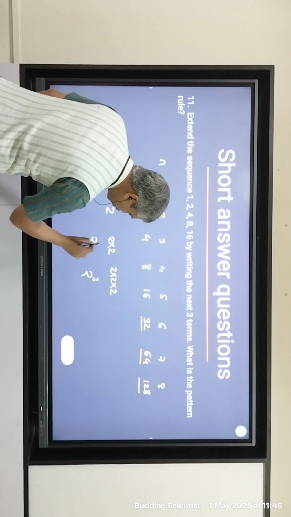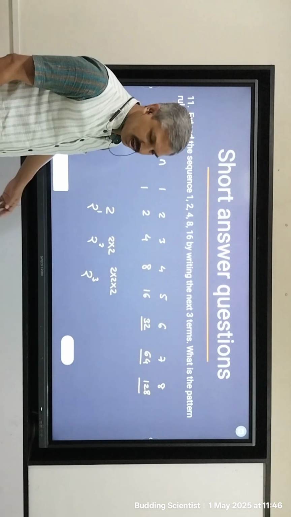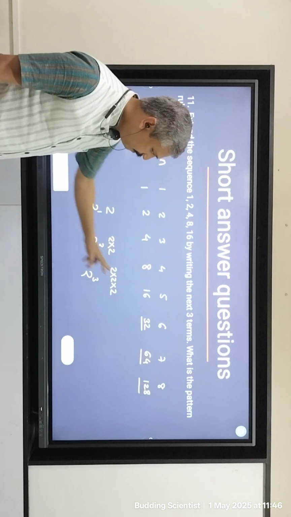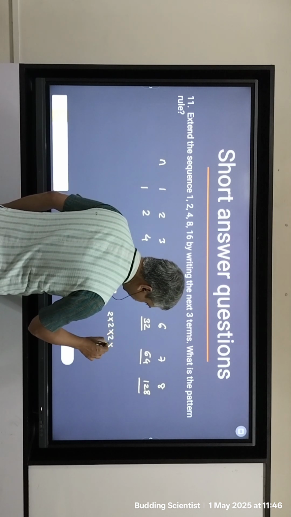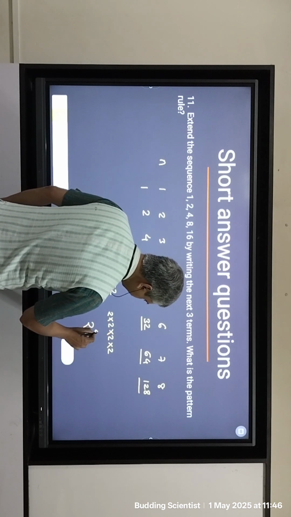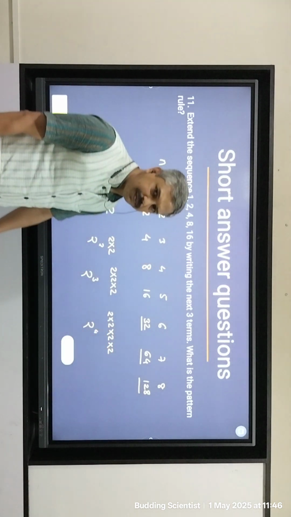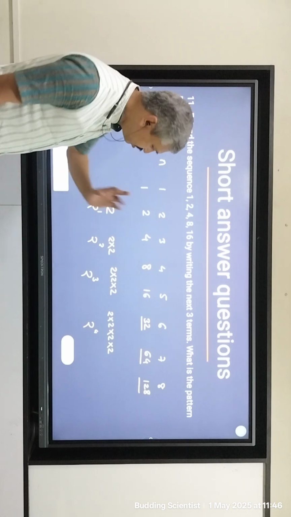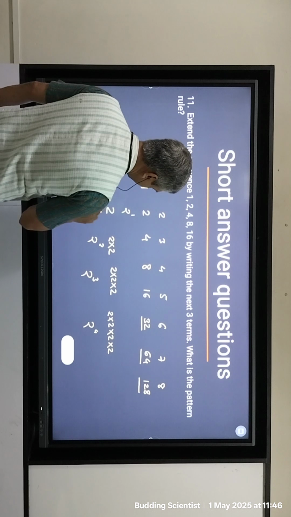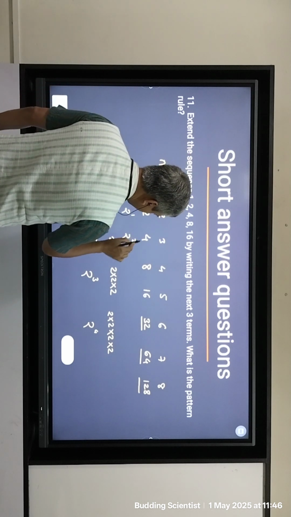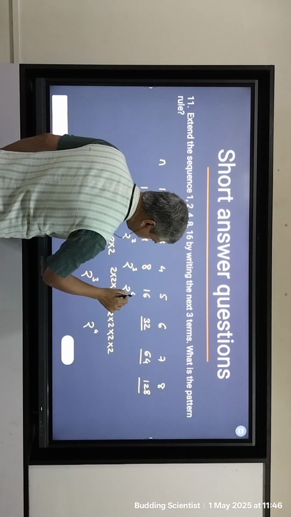This is 2 raised to 2. This is 2 raised to 1 because we have not multiplied any further times. This 16 is 2 into 2 into 2 into 2, which is equal to 2 raised to 4. 32 will be 2 raised to 5 and so on. Now if you observe carefully, this is coming as 2 raised to 1, this as 2 raised to 2, this as 2 raised to 3, this as 2 raised to 4.